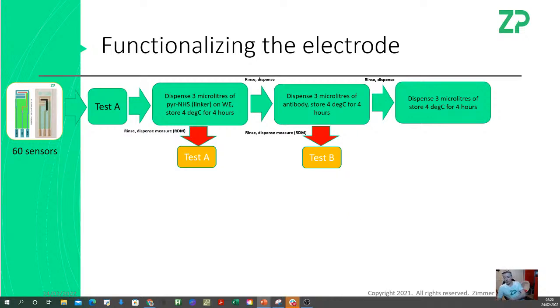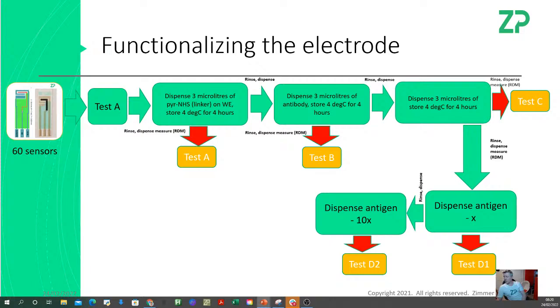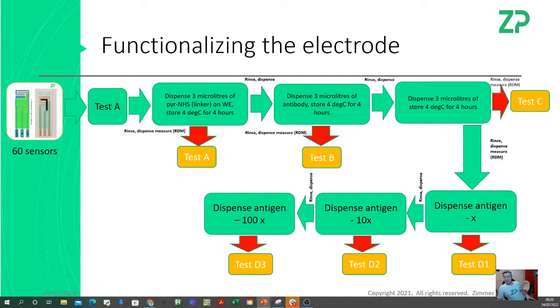We put that on for 4 degrees for 4 hours as well, and then we essentially test, and then we actually start testing with antibodies itself. It's probably worth saying that you need something like 60 electrodes to go through this kind of workflow.